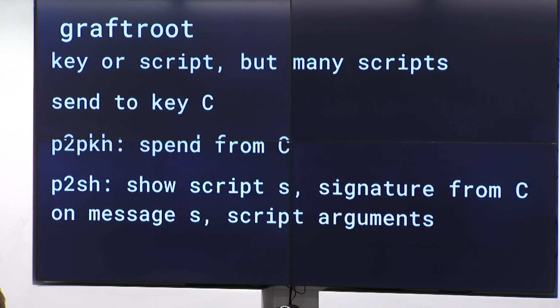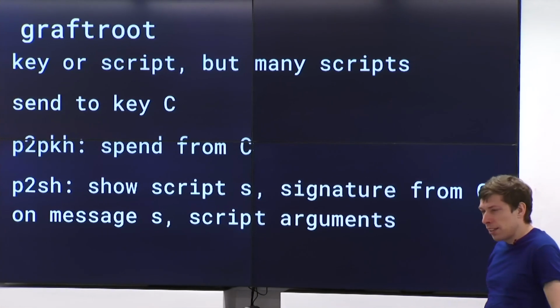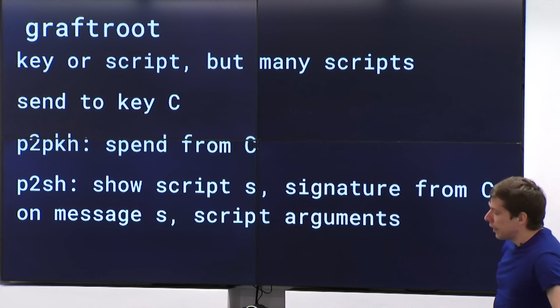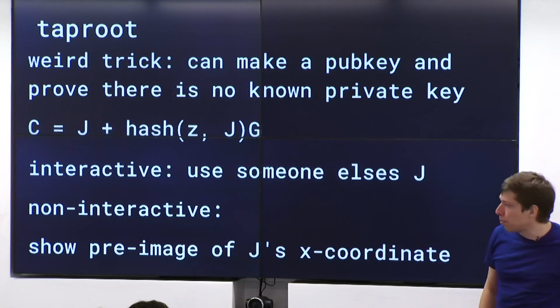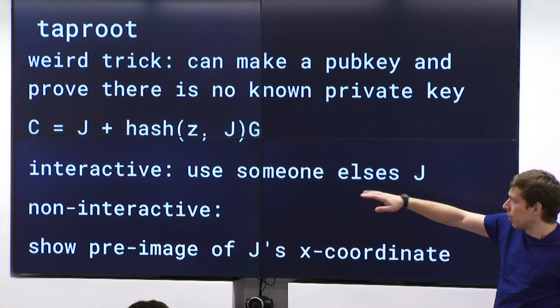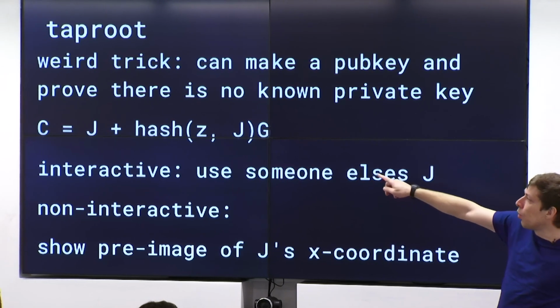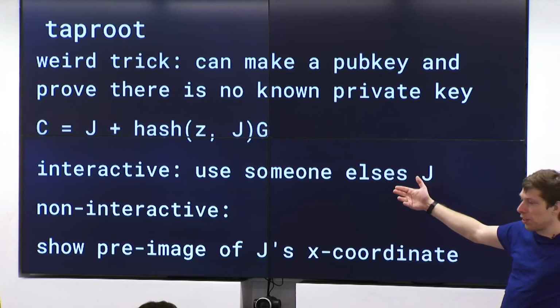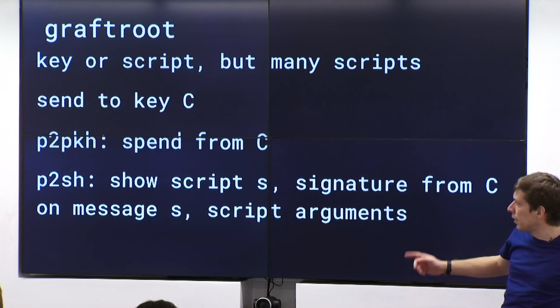So, okay, any basic idea make sense? This one's a little weirder. There's also a way in this one to prove that there is no key C. So that's to sort of say, look, it's only going to be this script, and no one's going to sign in the normal just-the-key-signs method. There's also a way to do that here.